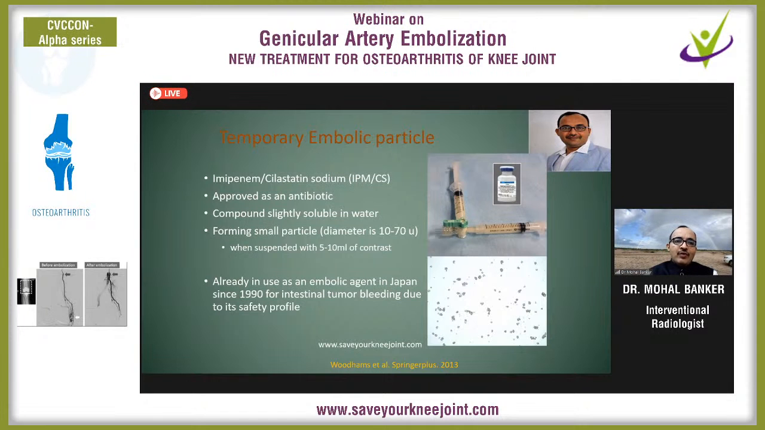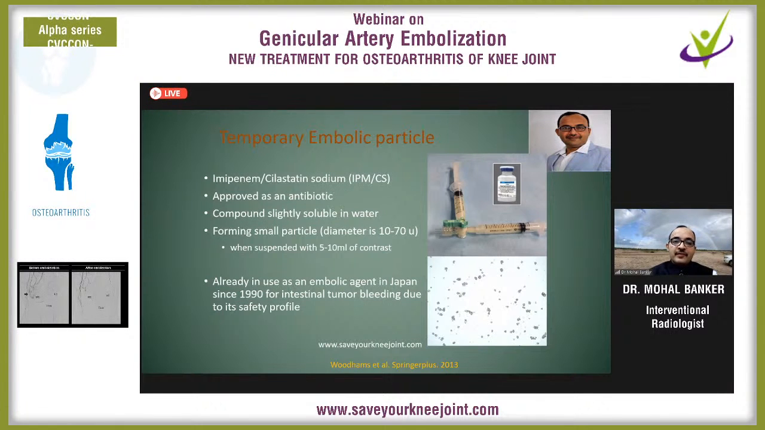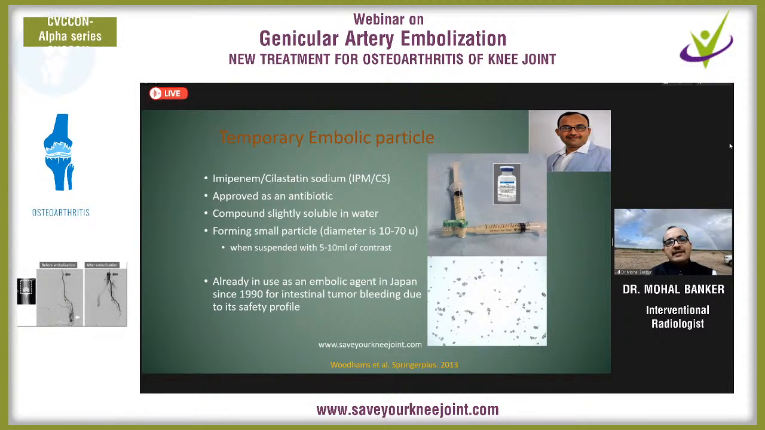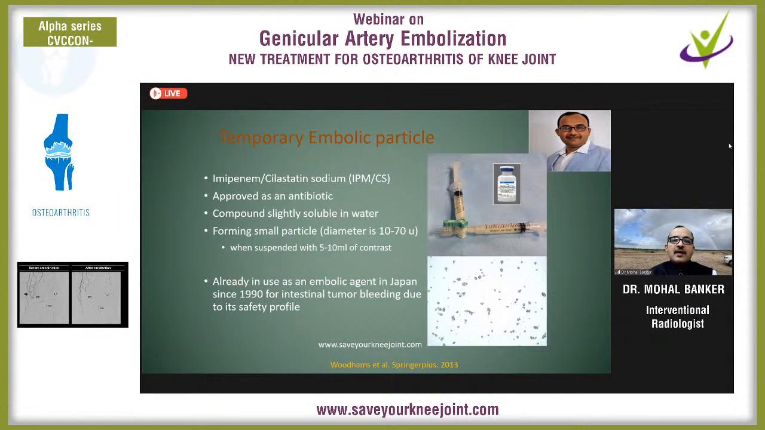Now for embolization, Dr. Yuji Okuno suggests imipenem as an embolic material. There are two kinds of embolic materials, one temporary and the second permanent. Dr. Rozil in the follow-up lecture is going to explain this in detail. But Dr. Okuno suggests imipenem, which is widely used as an antibiotic. When this antibiotic is mixed with contrast, it creates 10 to 17 micron particles, and these particles are ideal for blocking these microvessels.